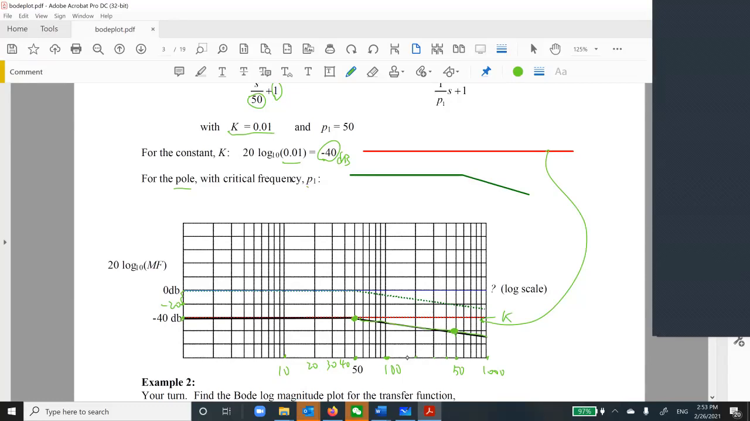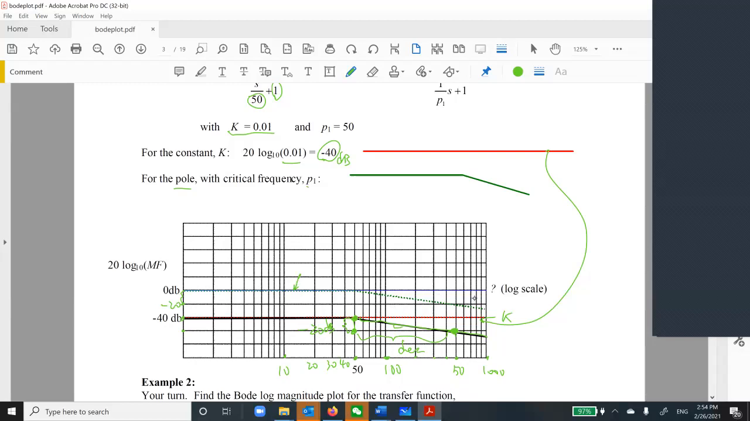Cross point is here, okay? The reason it is here is because this distance from 50 to 500 is a decade, and this is minus 20 dB. So that's the slope, okay? That's the slope. Then we put this, sorry, actually it should be this one.